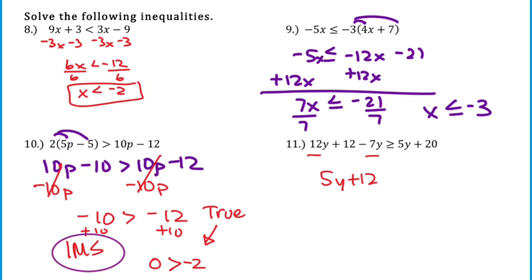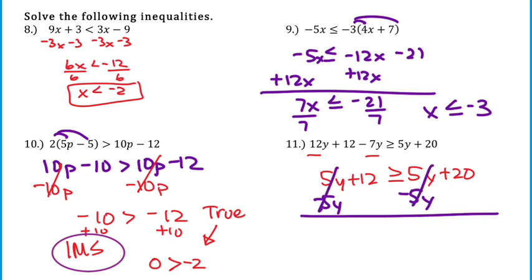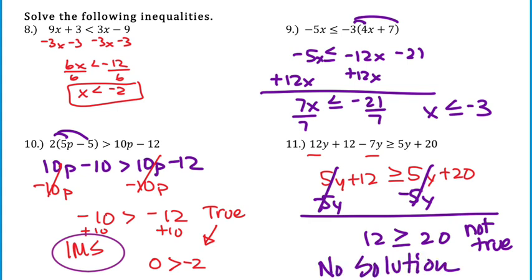Number 11, I need to combine my like terms first. 12 and -7y make 5y plus 12. And then I subtract the 5y from both sides, and I get 12 is bigger than or equal to 20, and that is not true, so it is no solution. Not true.